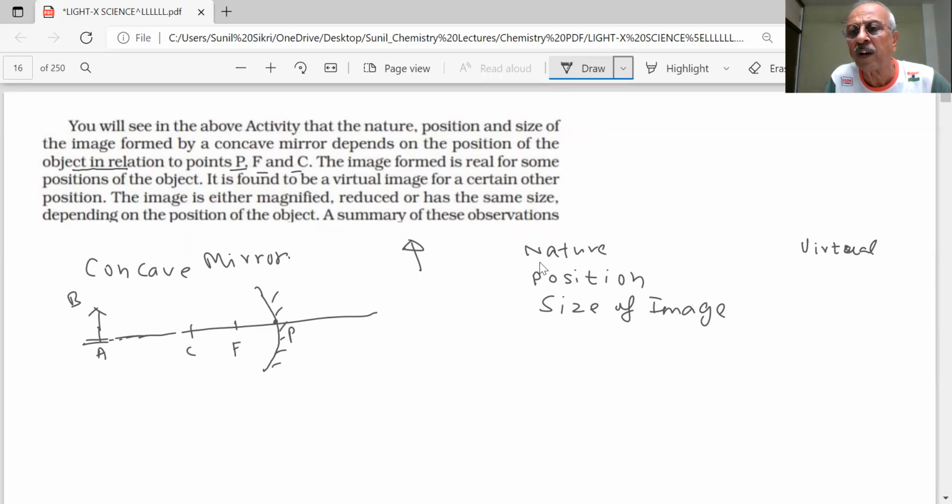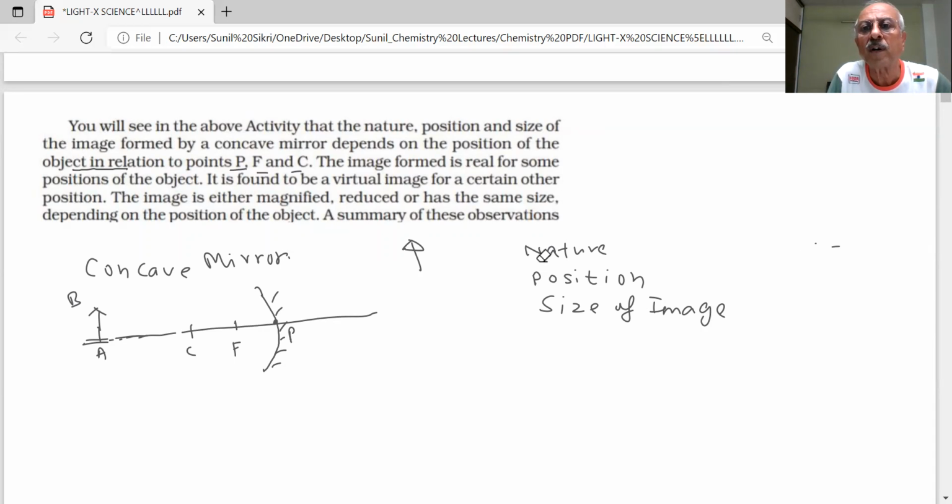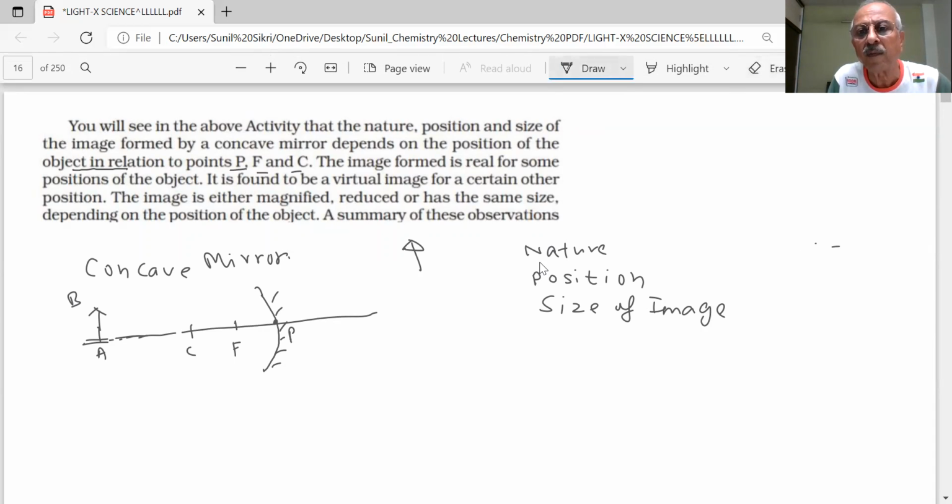What type of images have we shown you, student? What I'm trying to tell you is that images can be real, images can be virtual. And you know, a real image can be taken on the screen. Yes or no? A virtual image cannot be taken on the screen.